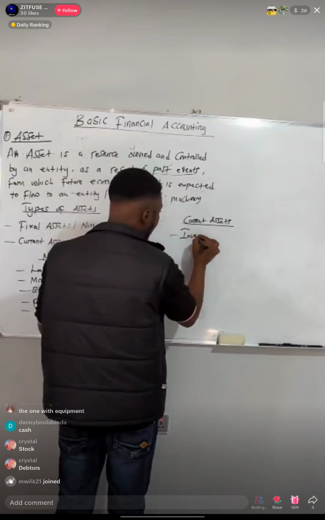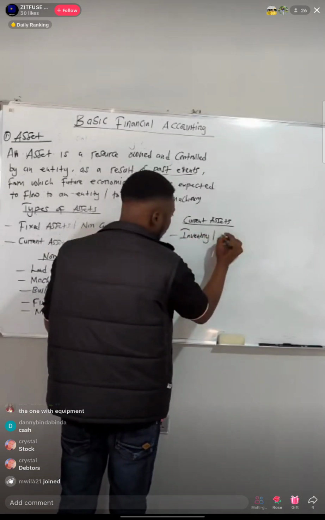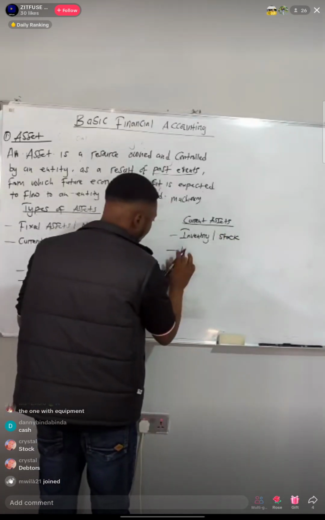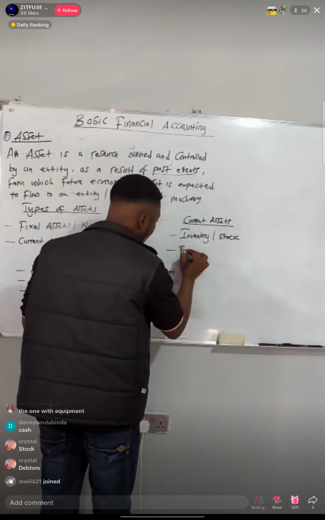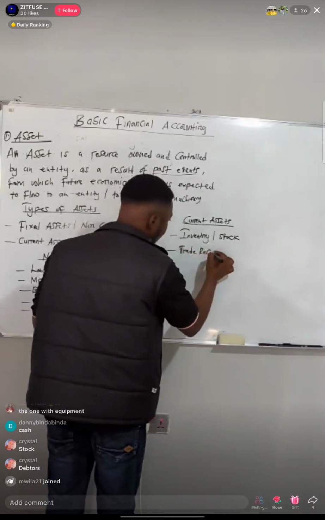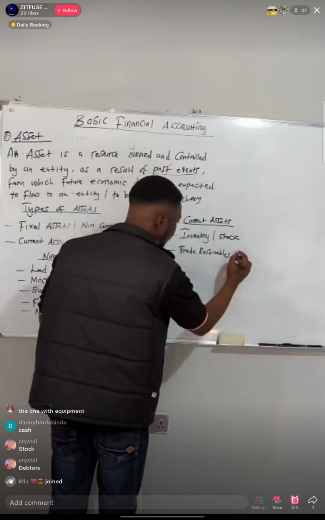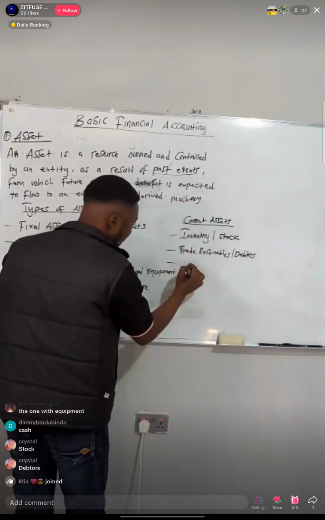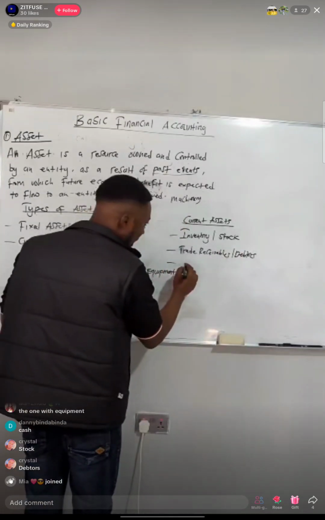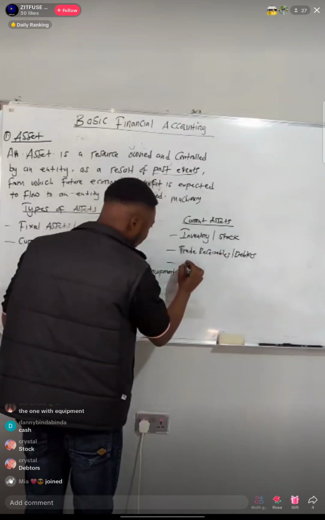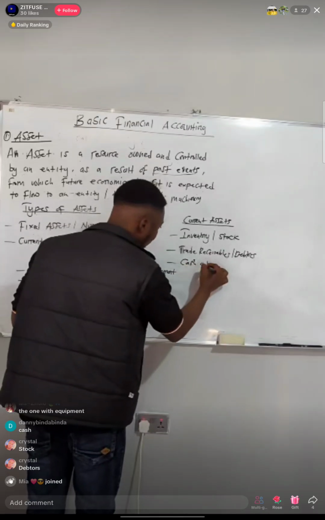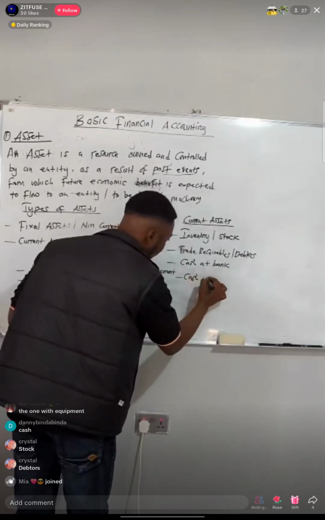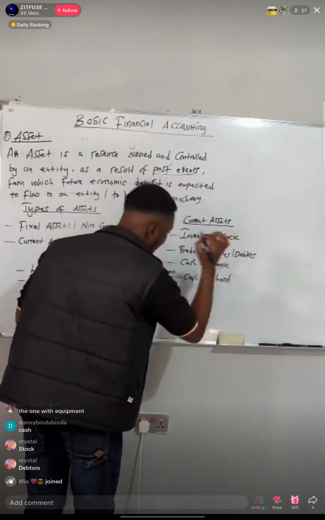So we have inventory, which is also known as stock. We also have trade receivables, also known as debtors. We also have cash and bank, which is the cash that you guys mentioned. We also have cash in hand, which is the cash.